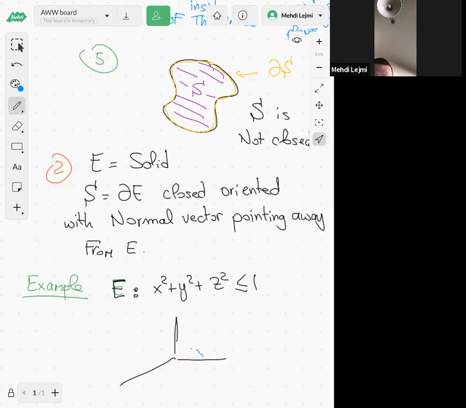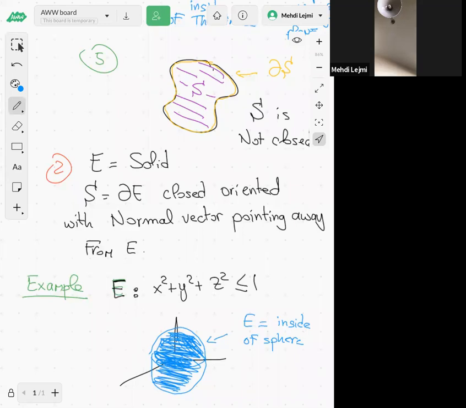You have your sphere, and the solid E is the interior of the sphere. So the solid E is everything inside, all the points inside your sphere. E is the inside of the ball. That's your solid. If you take all the points inside the ball, that will be a three-dimensional object. So E is just the inside of the ball or of the sphere.